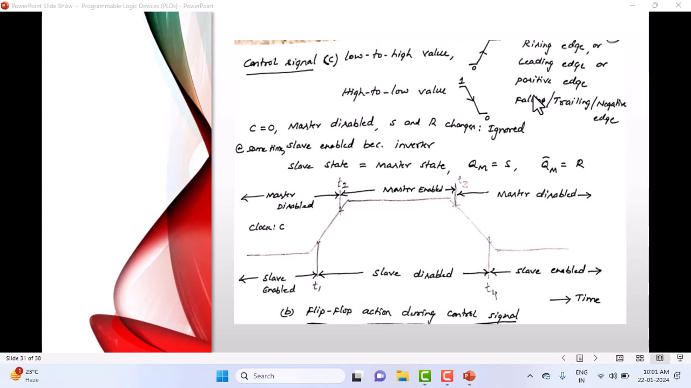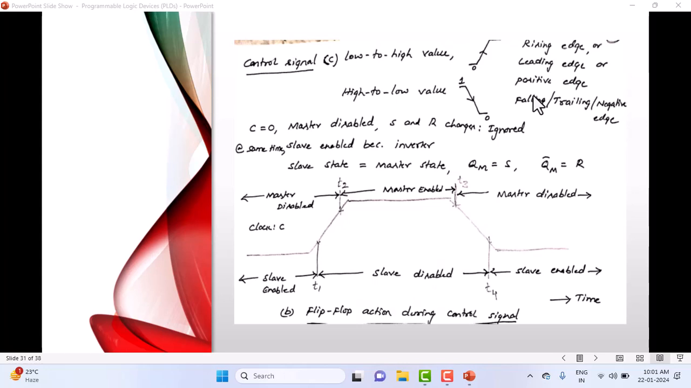And with reference to the clock, we have 2 levels. One is low to high, that is called the rising edge. Whenever the clock goes from low to high, this is called rising edge. The same thing we have captured there. Also, it can be called by other names like leading edge and positive edge. All are the same, in fact.